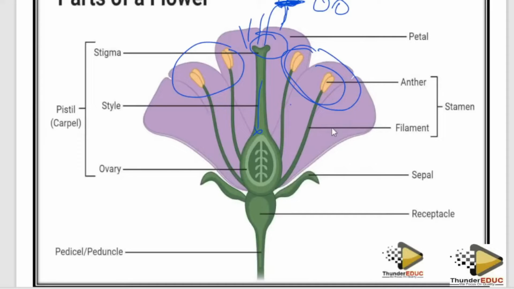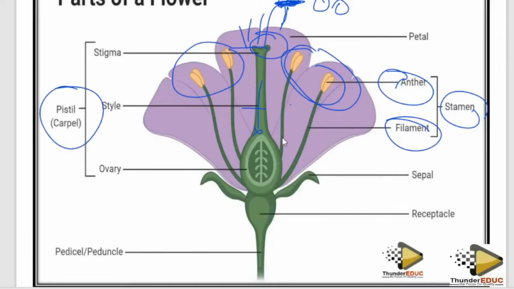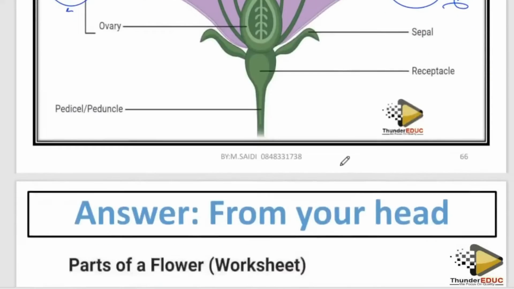I'm not teaching, I'm just trying to tell you. Hence, I'm not going to spend too much time. A combination of anther and the filament, how do you call it? The male part of the flower is called the stamen. And then the female part of the flower is the stigma, the style, and the ovary. And then the whole part, we call it pistil. Scientifically, this is called androecium, while this one is called gynoecium. Anyway, let's continue.